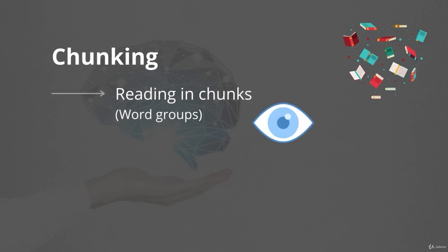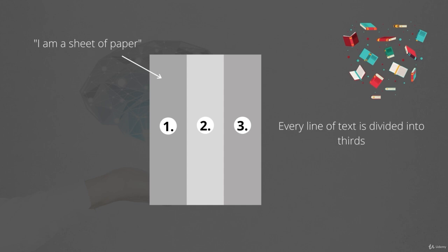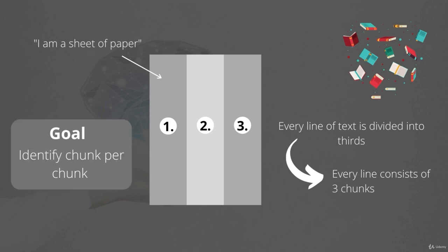First up, this is one of the harder techniques that we have in speed reading, so don't worry if it feels difficult at first. There are some other techniques that are a little easier, so just so you know. A great method to learn chunking is to use a sheet of paper and then to divide it into 3 thirds. You can do this by drawing lines or also by folding the sheet. And now every line of text should be divided into thirds. And those thirds are our chunks. Every line consists of 3 chunks. And as I already mentioned, our goal is to identify chunk per chunk, not word by word.